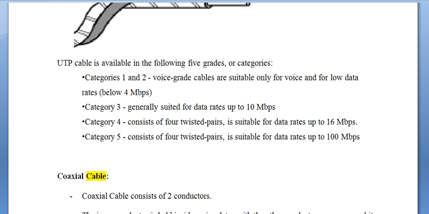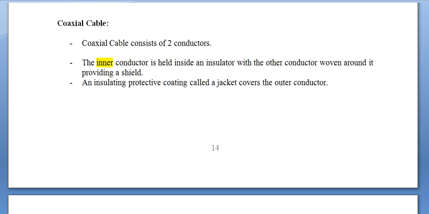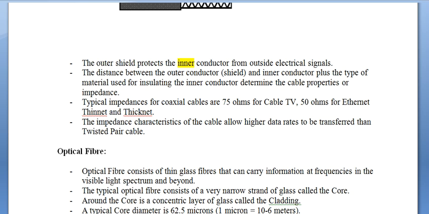Coaxial cable. Coaxial cable consists of 2 conductors. The inner conductor is held inside an insulator with the other conductor woven around it providing a shield. An insulating protective coating called a jacket covers the outer conductor. The outer shield protects the inner conductor from outside electrical signals.